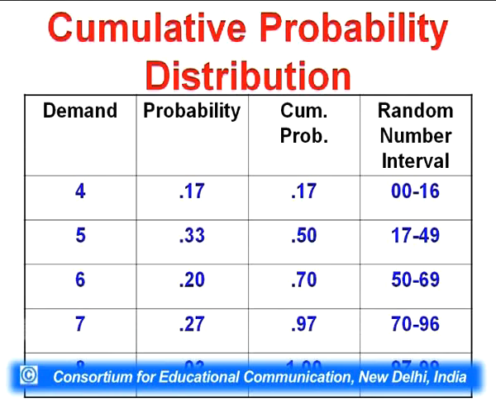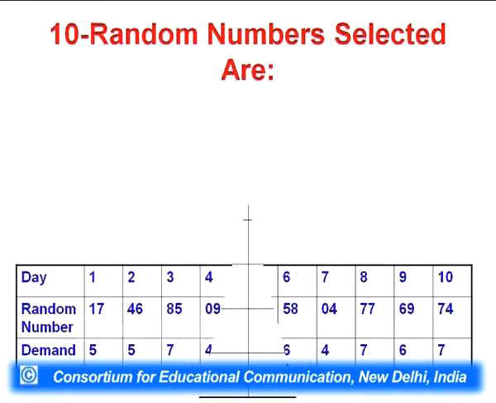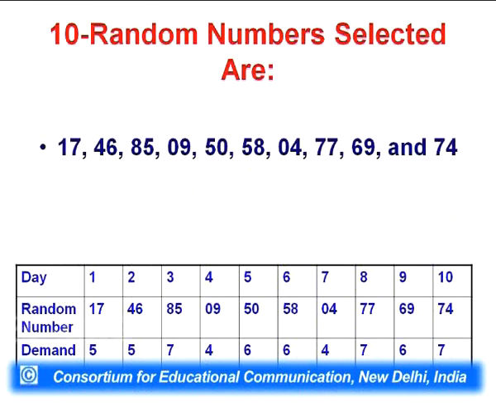Okay. So 85 lies in 70 to 96. Against this 70 to 96, the demand is 7 bricks. We'll see whether we have written 7 or something else. So for 85 we have written 7. Now we'll go back again. The next random number is 9. So against 9, what should the demand be?